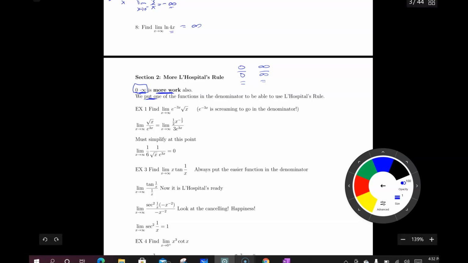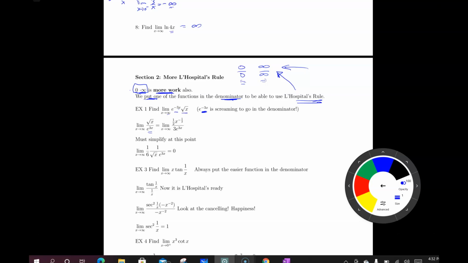So what we're going to do is put one of the functions into the denominator so I can use L'Hopital's rule, right? I can use L'Hopital's rule on these two indeterminate forms. If I put in infinity, I get e to the negative infinity, that's 0. Put in infinity here, I get infinity. So this is 0 times infinity. This is more work. So I need to put one of them in the denominator, and this e to the negative 3x has a negative exponent, so it looks like it wants to go in the denominator.